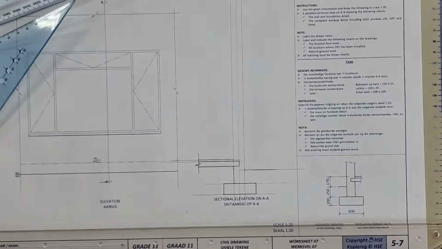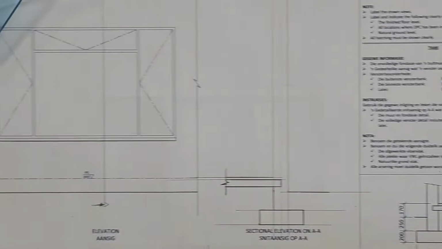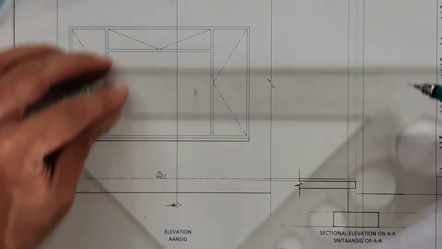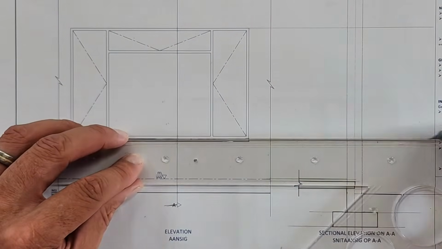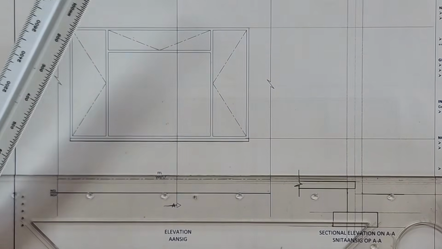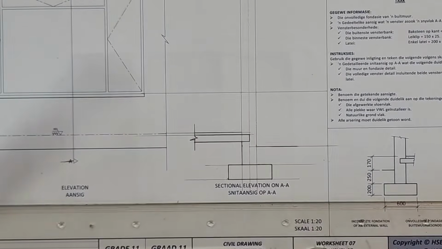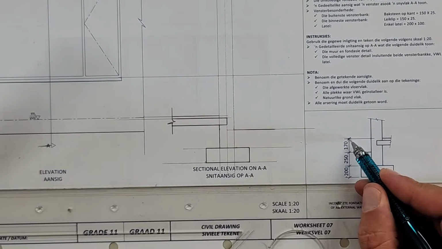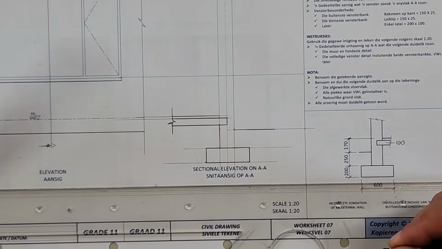Alright, let me zoom in a little bit here for you. There you can see everything. So the window here, the top of the bottom of that window, right? Okay, so here's a 200, there's a 250, there's a 170. This is 100 if they don't specify it.